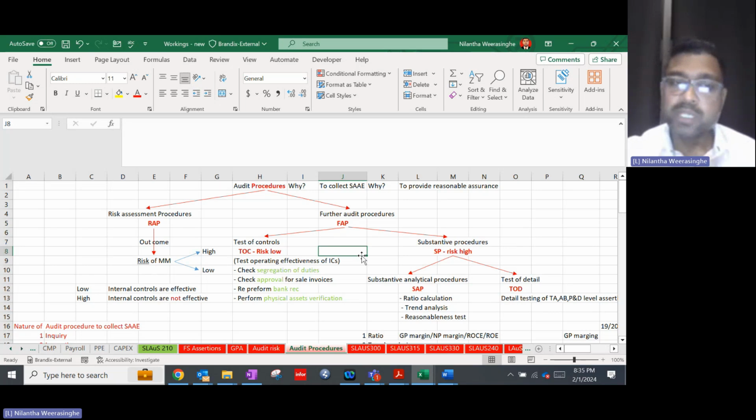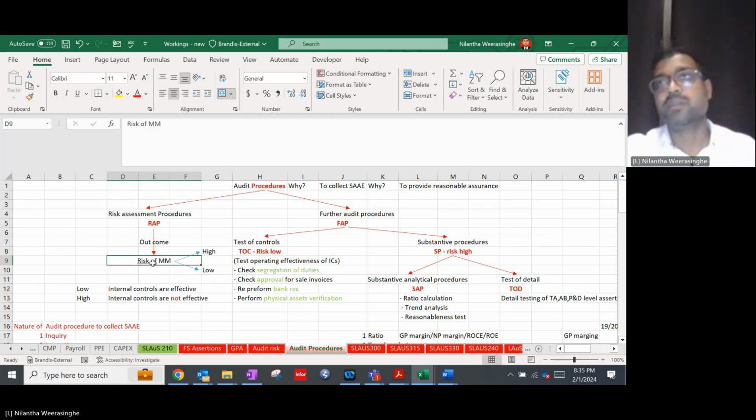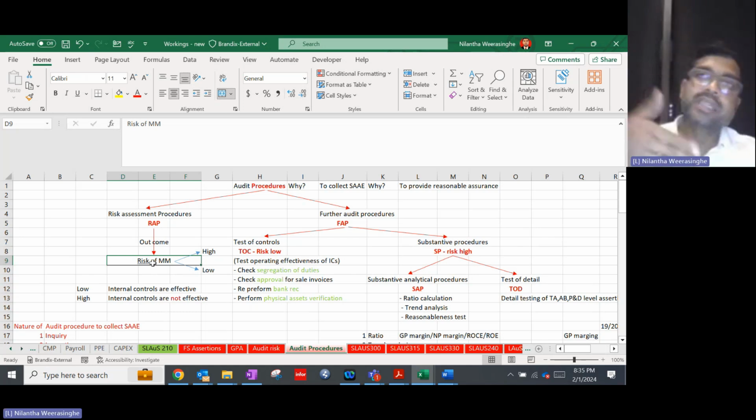You perform risk assessment procedures to identify the risk of material misstatement. Very simple, short definition. Your risk assessment procedures identify the risk of having fraud or errors, the risk of material misstatement. Here you can see on the screen: to identify the risk of material misstatement, in other words, the risk of having fraud or errors, you perform what? Risk assessment procedures. Short answer.